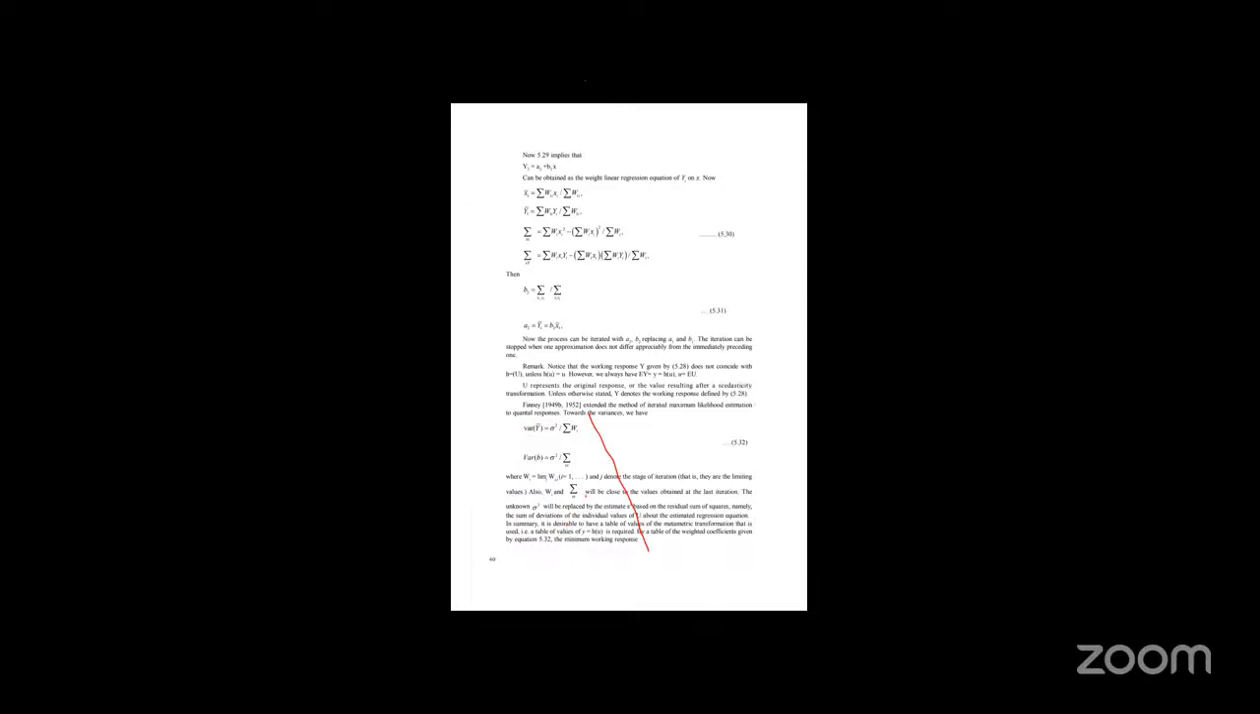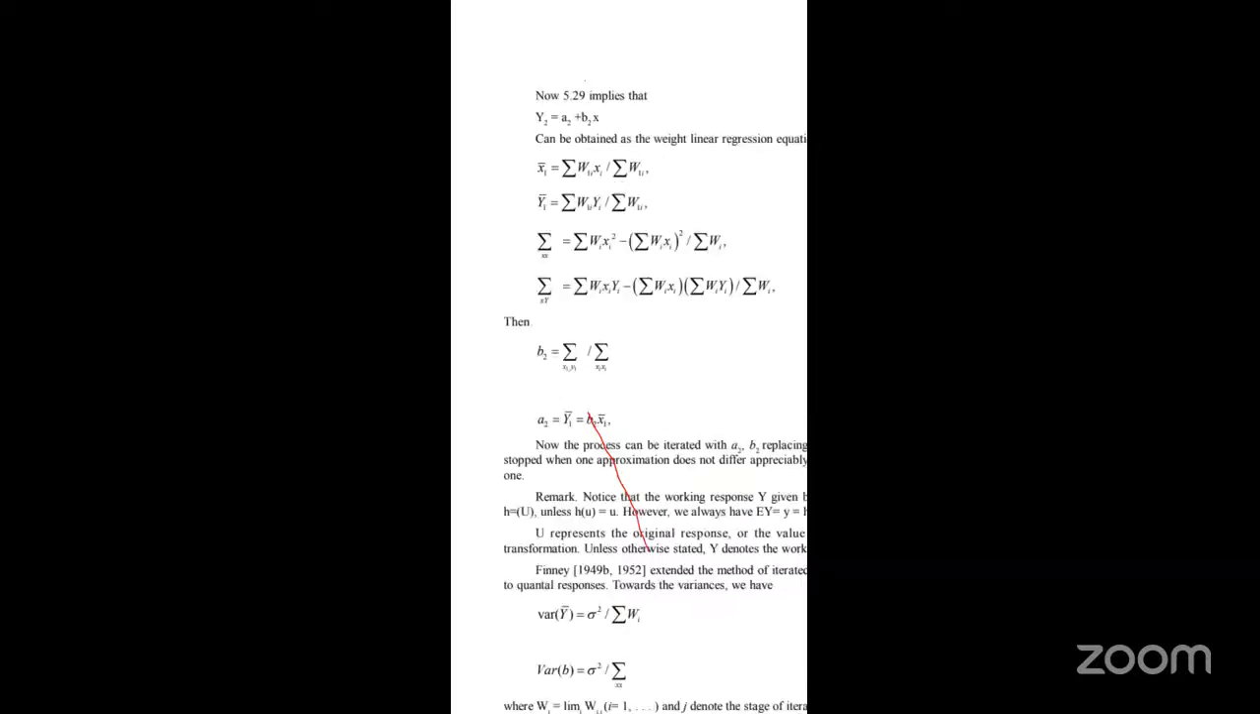These are the equations of least squares estimates: a summation w + b summation w x_i = summation w Y, and a summation w x_i + b summation w x² = summation w x Y. So now equation 5, the linear straight line y2 = a2 + b2 x, can be obtained by the weighted linear regression equation of Y on x.